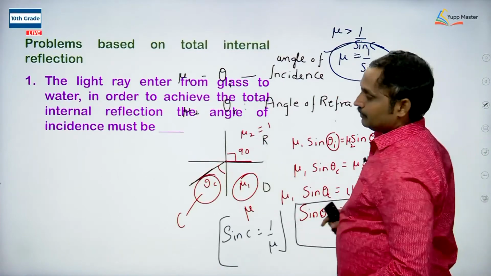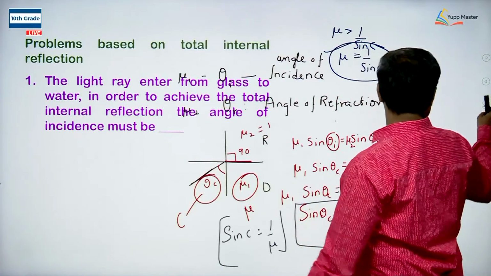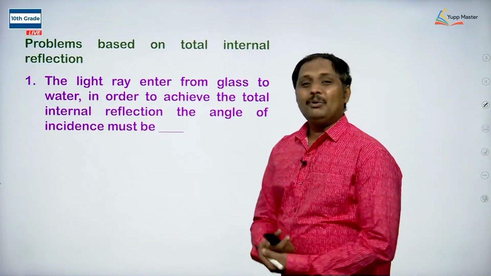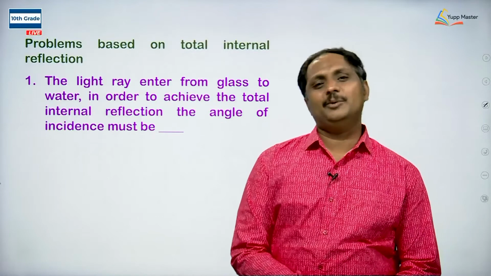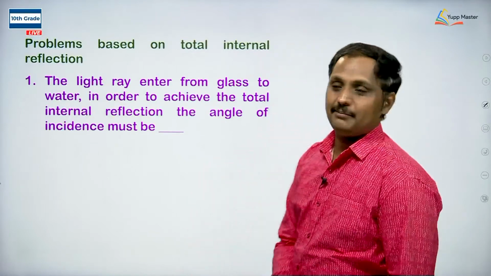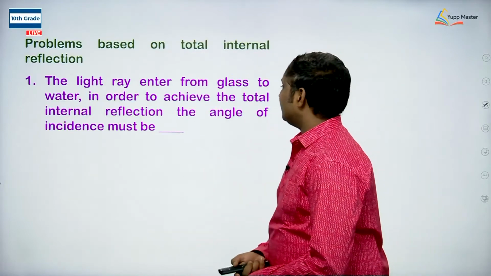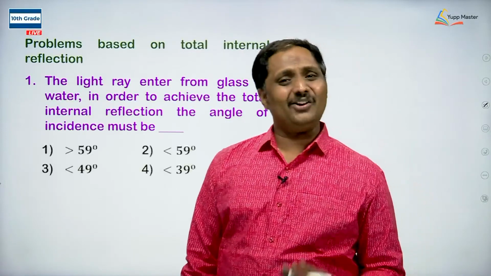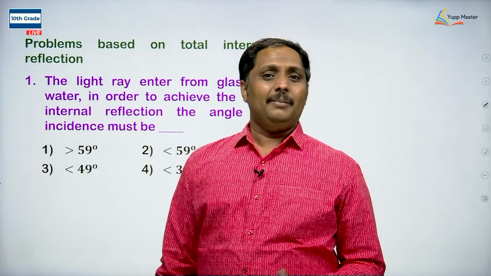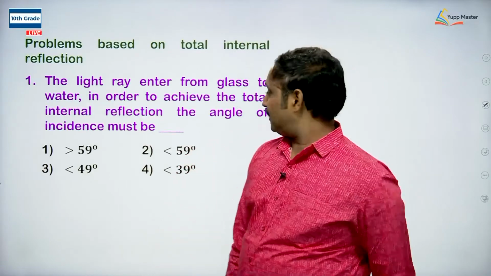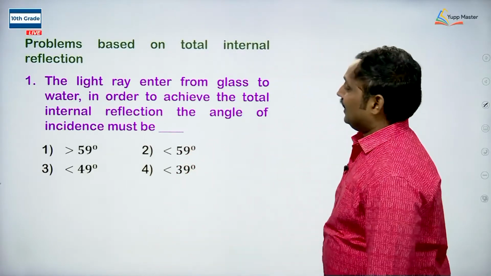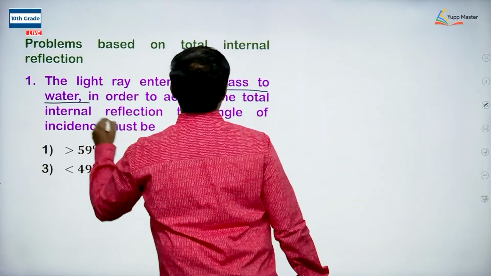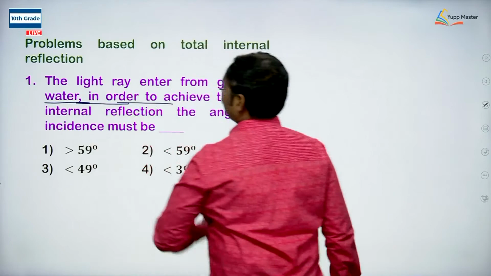Let us go for problem solving. Now go for this one. What is the case? Light has been incident from one medium to another medium, but here you need to find out whether the angle of incidence must be greater, lesser or equal, but the condition is to achieve total internal reflection. That is very clear. The light ray enters from glass to water. Here they have given glass to water.